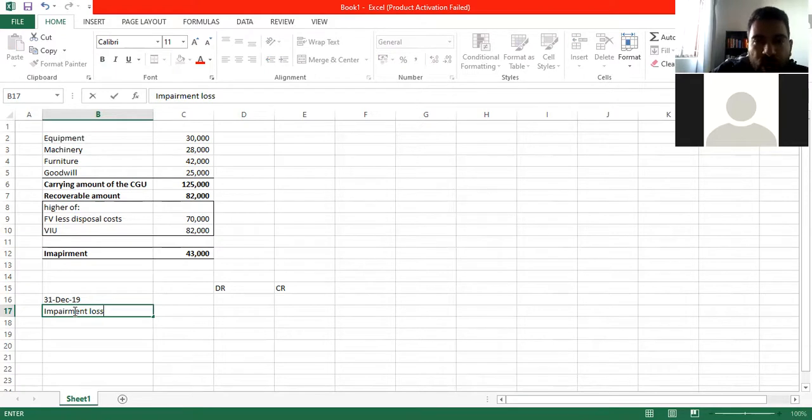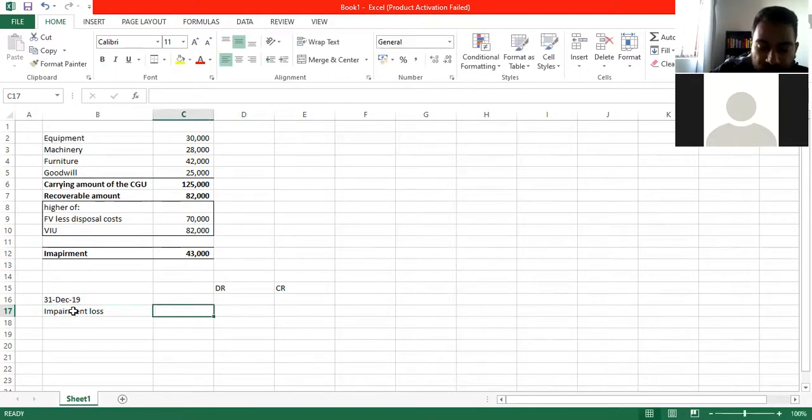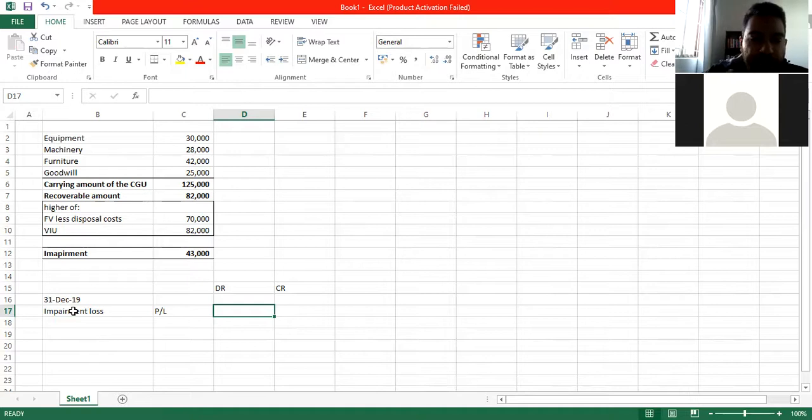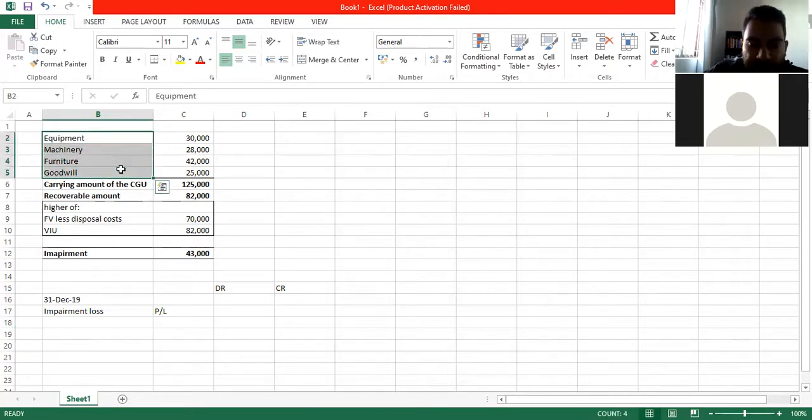Impairment always goes through P&L. We know what the impairment is. It's most likely going to be 43,000. I can't put the amount in yet because we have to do some further testing. So we're going to say debit impairment loss, most likely 43,000. We'll have to do further testing just now. Then for every debit, there must be a credit. The credit will go against these assets over here.